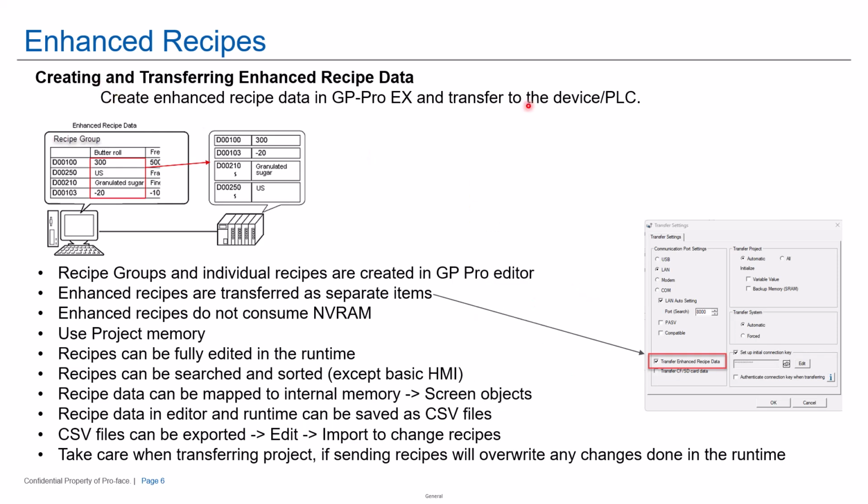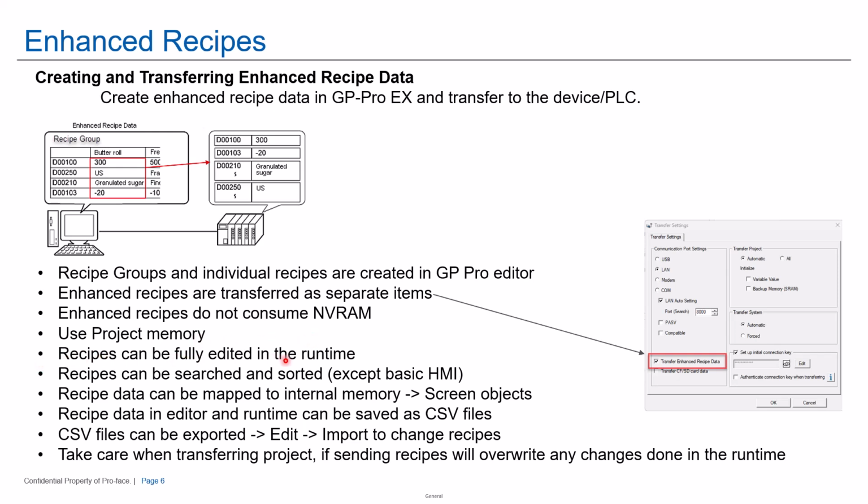So when we're talking about creating enhanced recipe data in GP Pro and transferring this data to the device PLC, we've got some main points. Recipe groups and individual recipes are created in the GP Pro editor. So there's a space in the editor where you create and make your recipes. Your enhanced recipes are actually transferred as separate items in the transfer tool. So you need to check this box down here in order to transfer your enhanced recipes with your project data. Interestingly enough, enhanced recipes do not consume non-volatile RAM. They actually use the project flash memory.